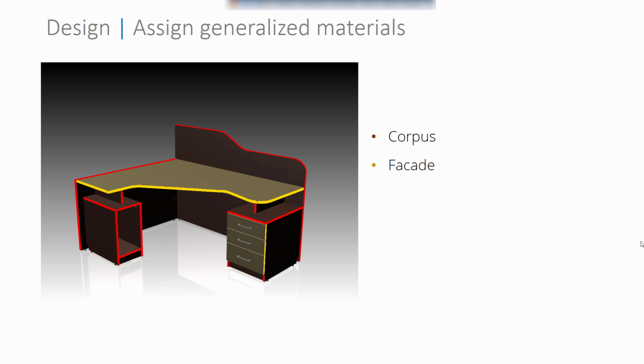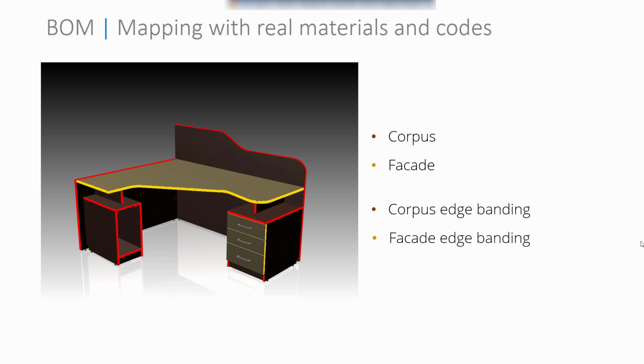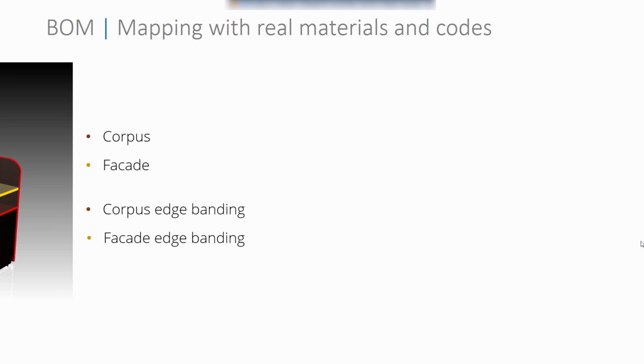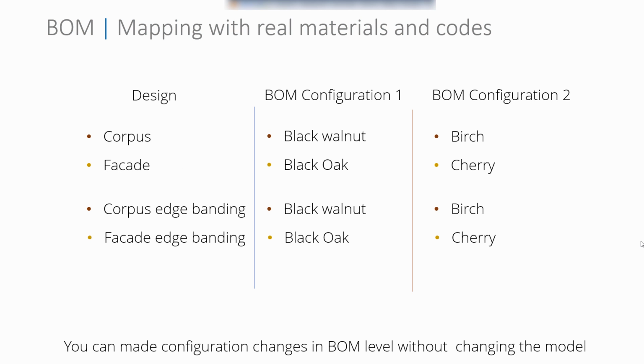We can use a similar approach for the edge banding. So we can say that those are for the body panels, and those are for the facade panels. So what we get as the result? We're getting some generalized materials, as you can see on the left. And Woodwork is equipped with a tool which is like a replacement configuration. It allows you to change this generalized material into some real one. And you can do this very easily on the bill of material level.